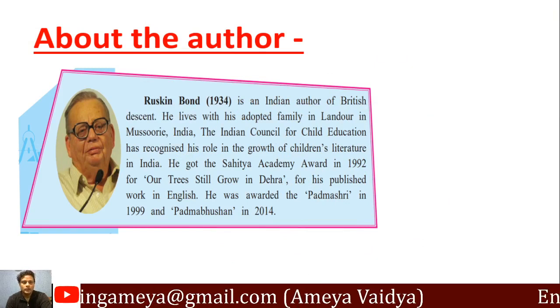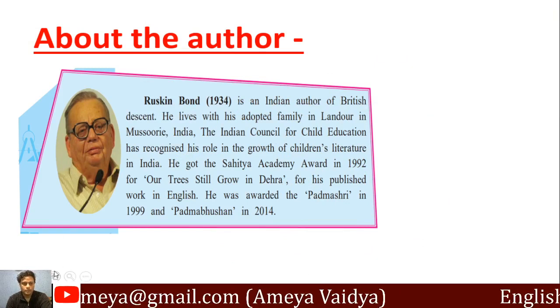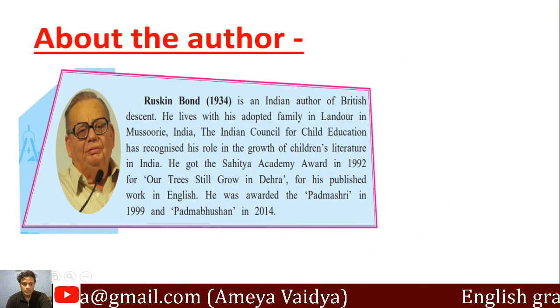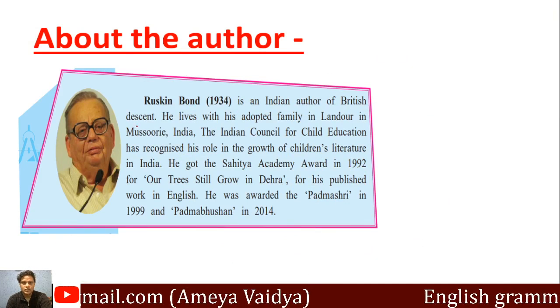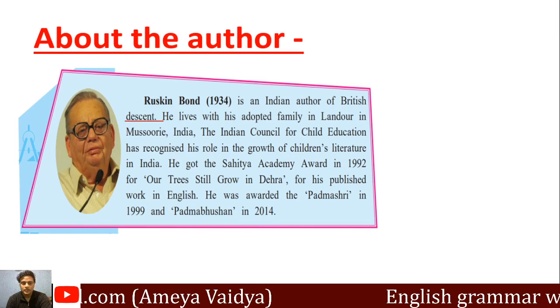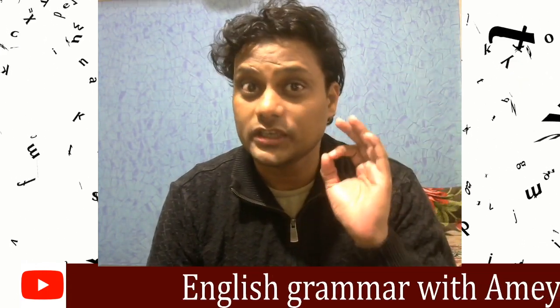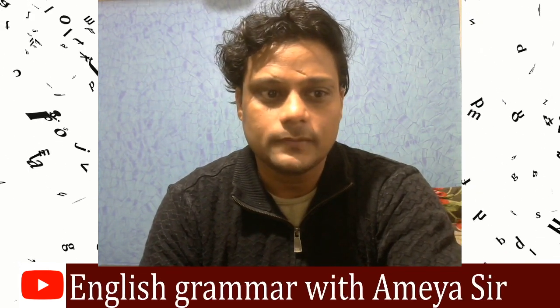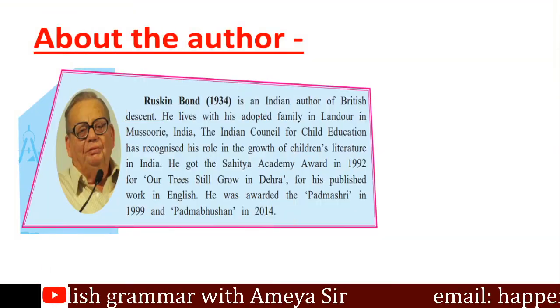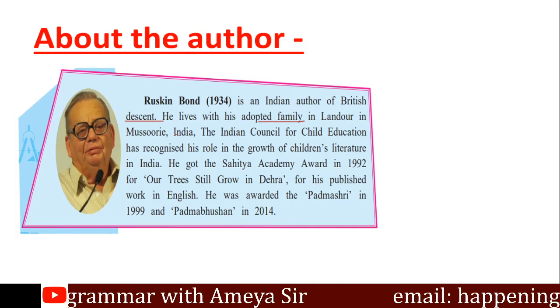So Ruskin Bond is an Indian author of British descent. Remember, the pronunciation here is descent. Guys, there is a very, very clear distinction. Descent and descent. Again, descent and descent. So the British descent, not British descent. Difference. So he is the Anglo-Indian writer. He's very famous indeed. And he lives with his adopted family in Mussoorie.